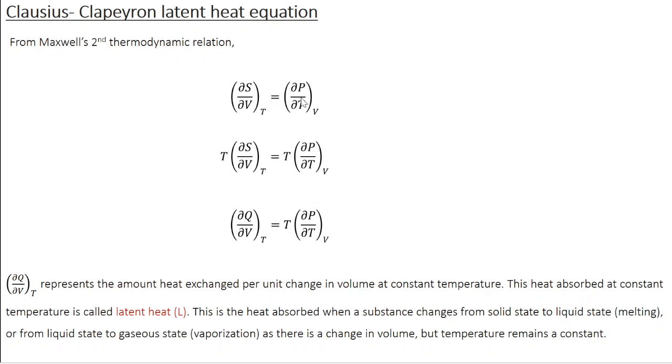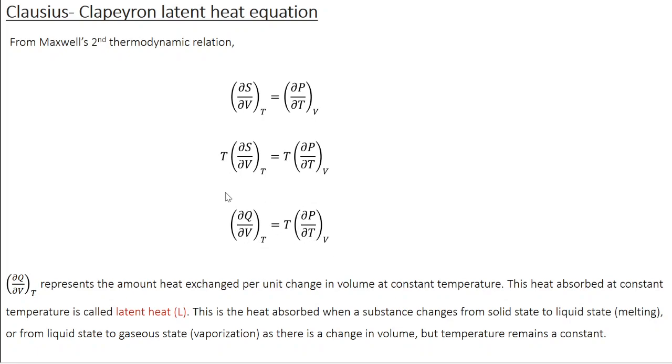Now you multiply both sides with temperature. So you have T into ∂S/∂V at constant temperature equal to T into ∂P/∂T at constant volume. Now we know that T dS equal to dQ, right? Now instead of a total derivative dS, we have a partial derivative ∂S. So instead of dQ, you have ∂Q here. So ∂Q/∂V at constant temperature equal to T into ∂P/∂T at constant volume.